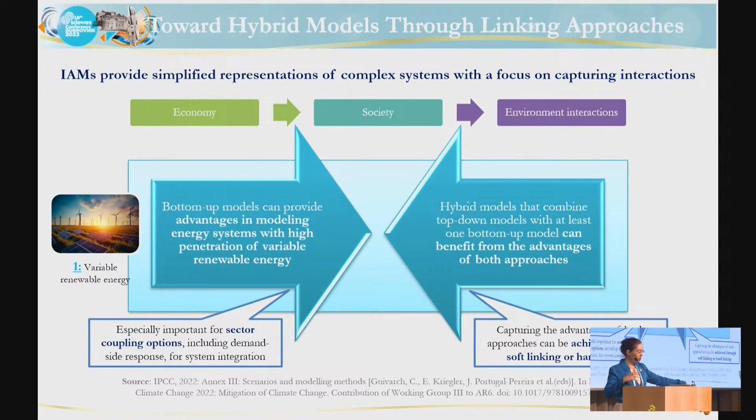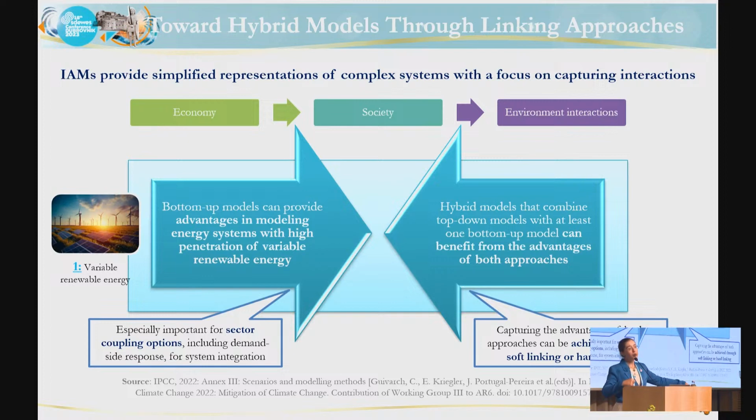The interactions between society, economy, and environment are complex, and integrated assessment models provide simplified representations of complex systems with a focus on capturing these interactions. At the same time, bottom-up models can provide advantages in modeling energy systems with high penetration of variable renewable energy sources, and this is especially important to represent sector coupling and demand response for system integration.